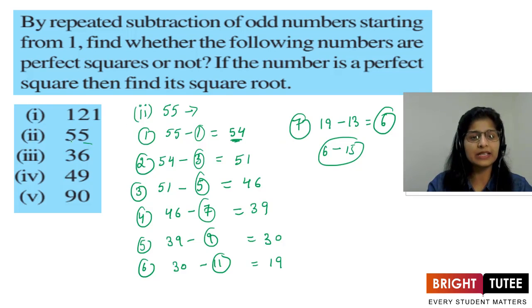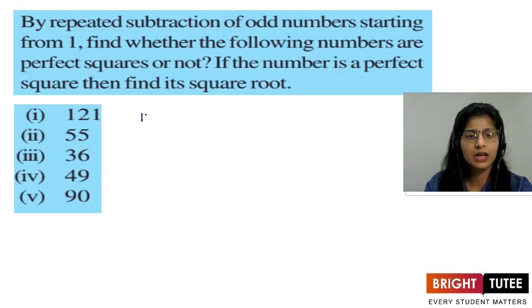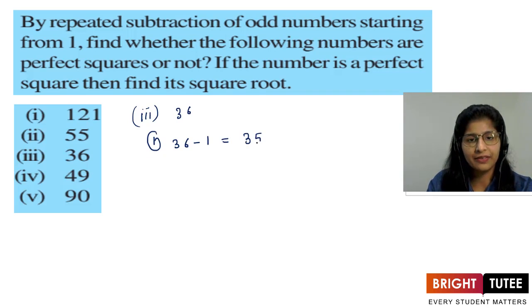Now we are going to practice the third one, that is 36. Okay, let us do for 36 now. In the third part, we are given 36. Let's try with 36. So first step will be, we will subtract 1 from it. What we get? 35. Second step, from 35, what we will subtract, students? We are going to subtract 3. We get how much? 35 minus 3 gives us 32.